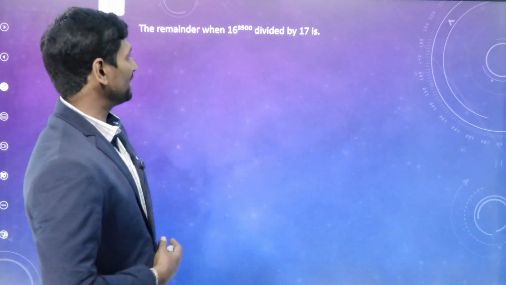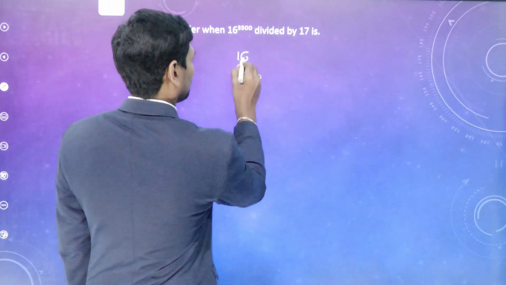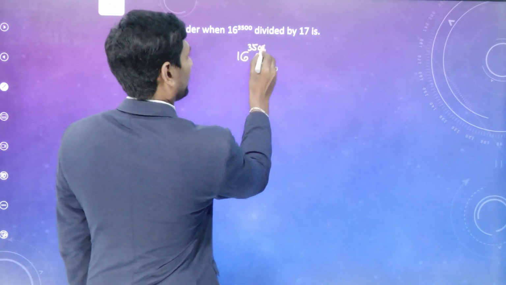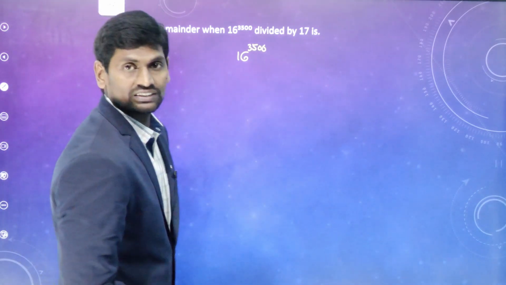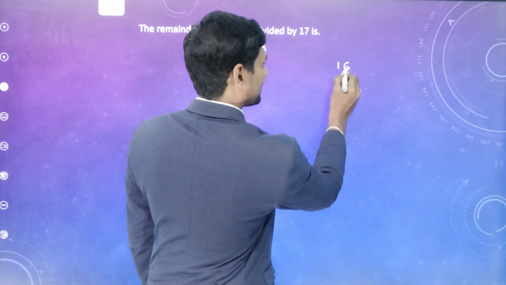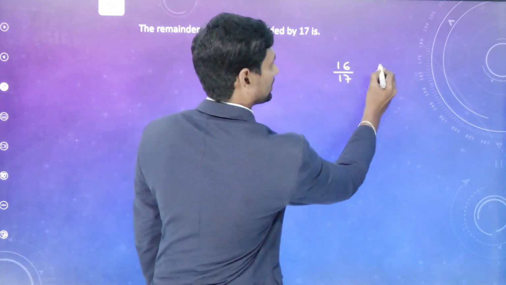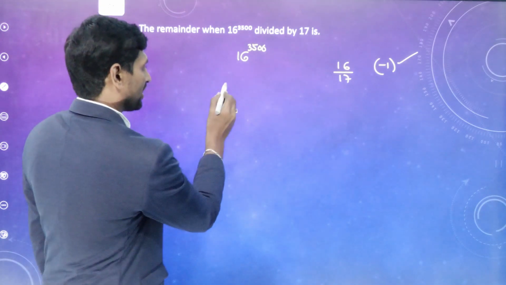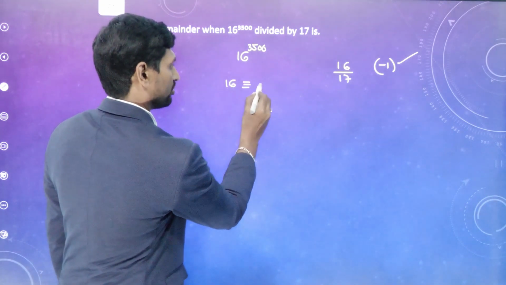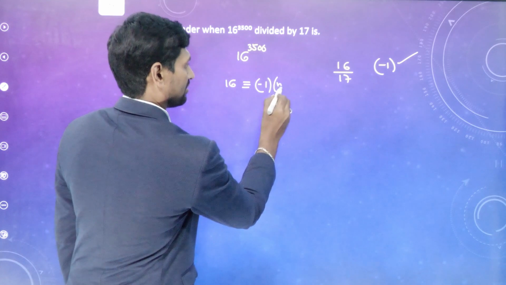Same problem: 16 power 3500, is it divisible by 17 or not? Let us check the first 16. Directly we get 16 divided by 17, what is the remainder? Negative 1. We get it directly.